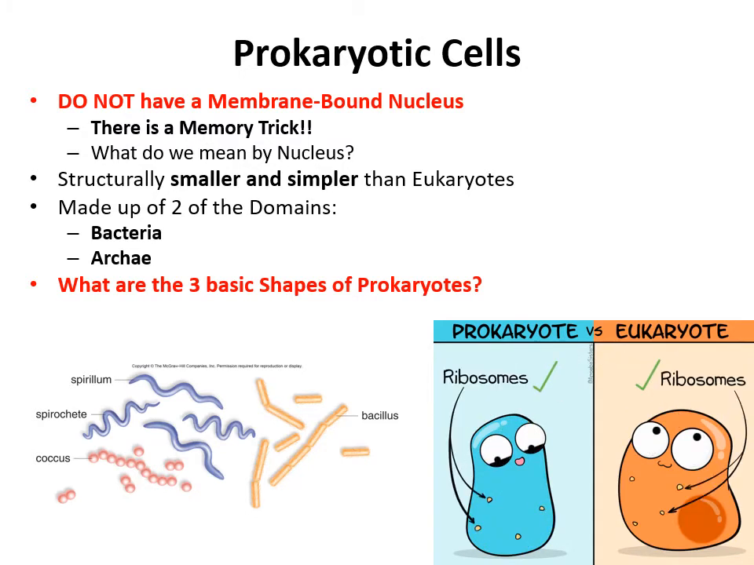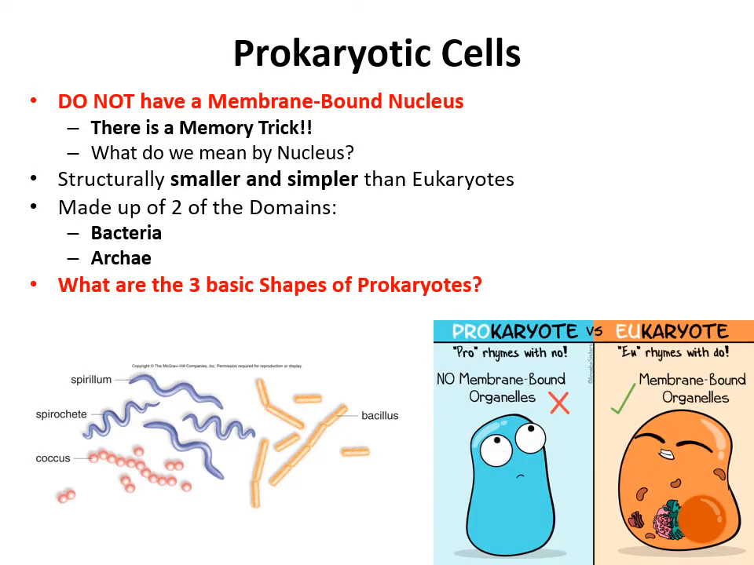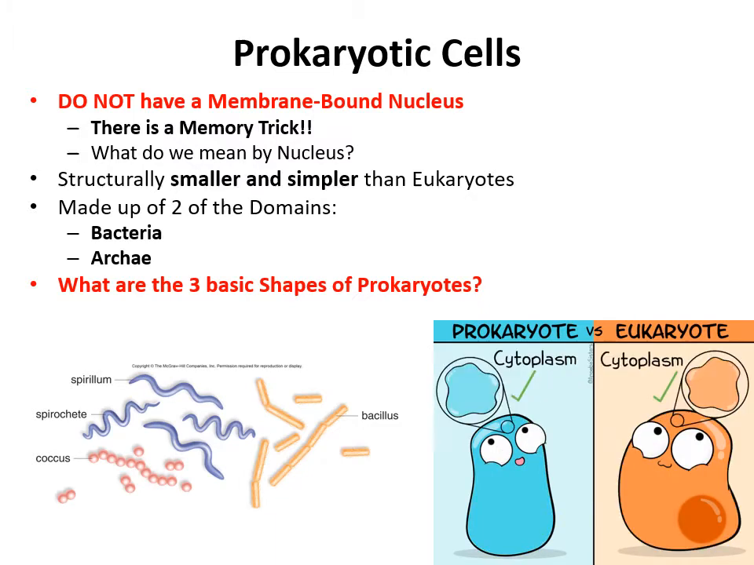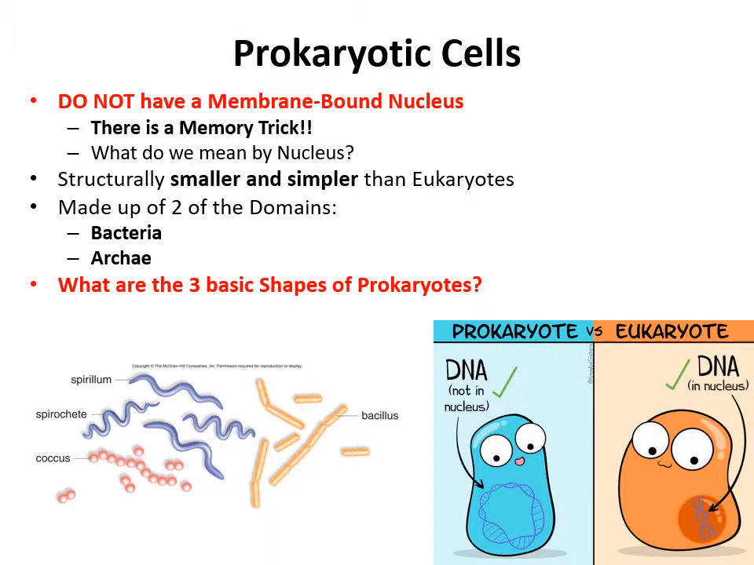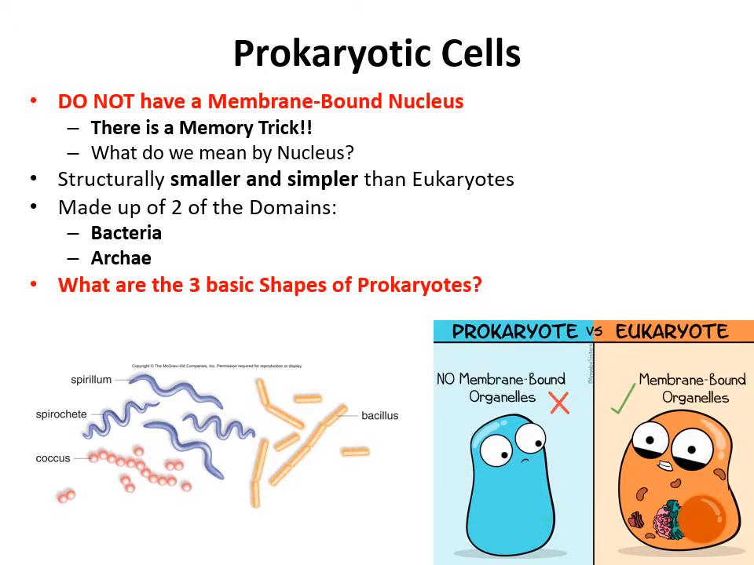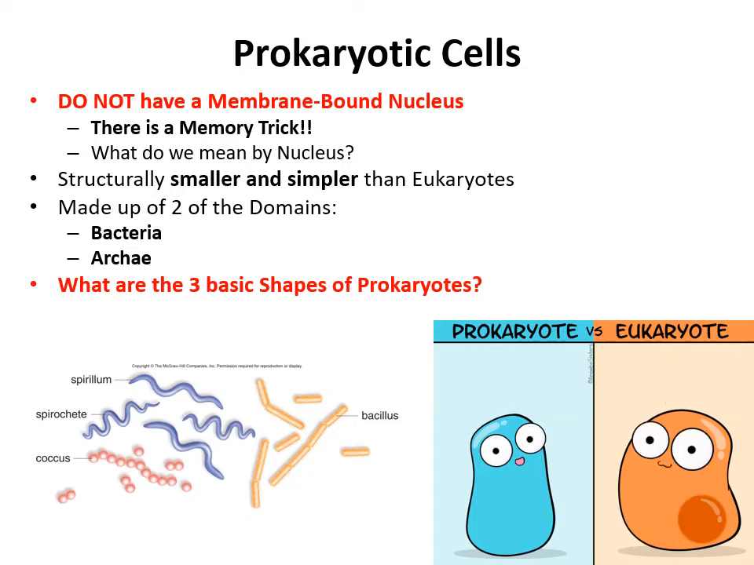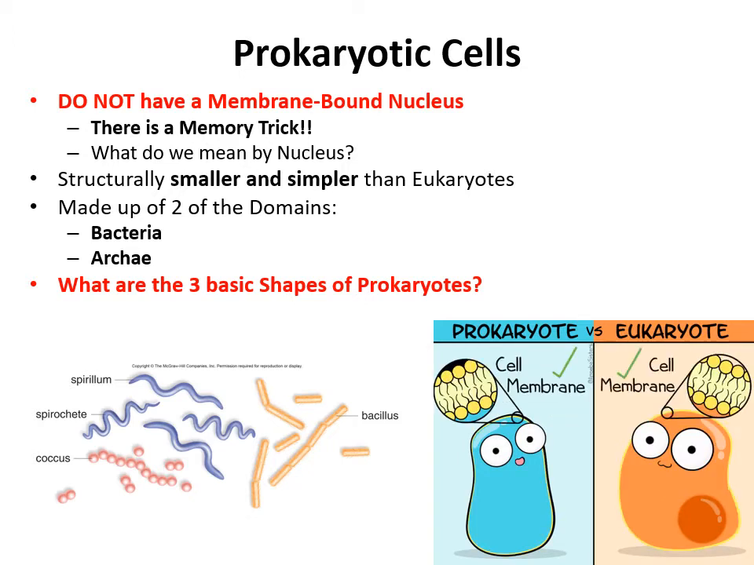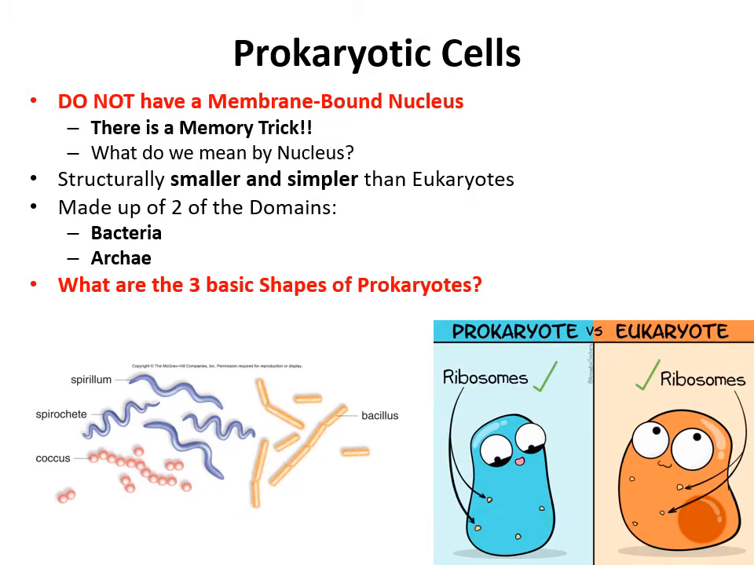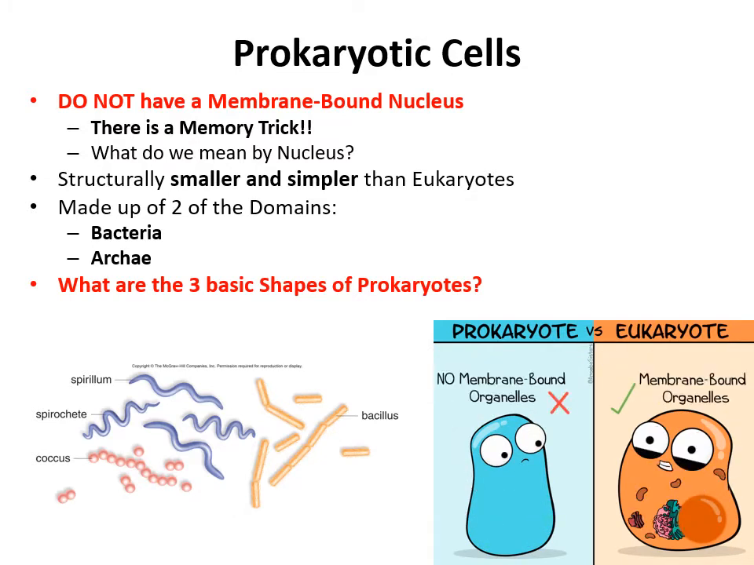Okay, so they do not have a membrane-bound nucleus. And when we talk about the nucleus, what we mean is in eukaryotes, the nucleus is the center of that cell, and it houses the DNA and the genetic material of that cell. It's basically like a command center of that cell. And we'll go more into detail in later sections, but I just want you to really know what I mean when I say no nucleus.